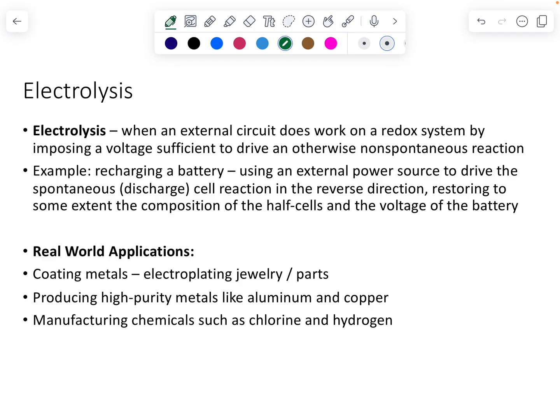When a battery is working as normal, that's a galvanic cell. But if it's a rechargeable one and you plug it in to recharge it, you're forcing that reaction to go in the opposite direction. And so when it's plugged in to recharge, it's actually doing electrolysis.